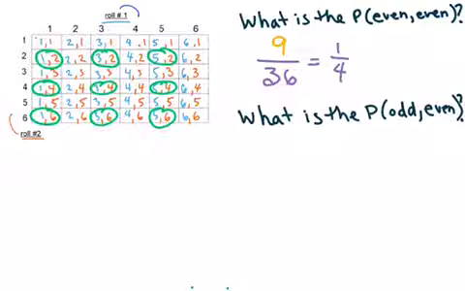Okay, so now, what is the probability? Okay, 9 out of 36, which is equal to 1/4. Okay, so now it's up to you. I'm going to give you a couple more questions, and you've got to figure out what the probability is for those questions using this table.